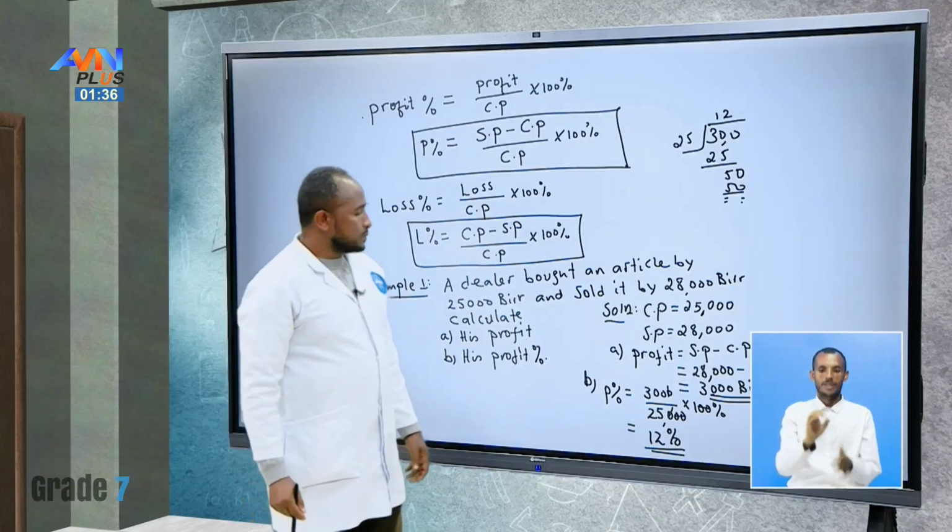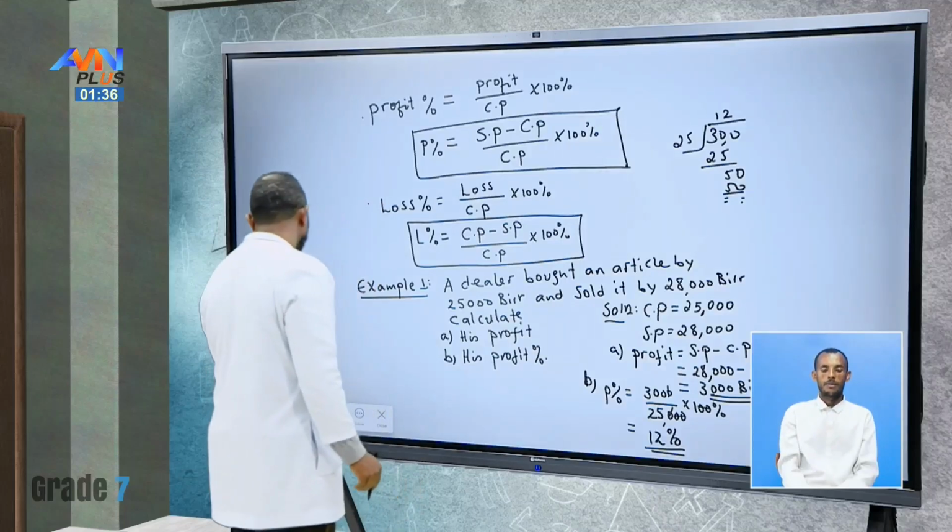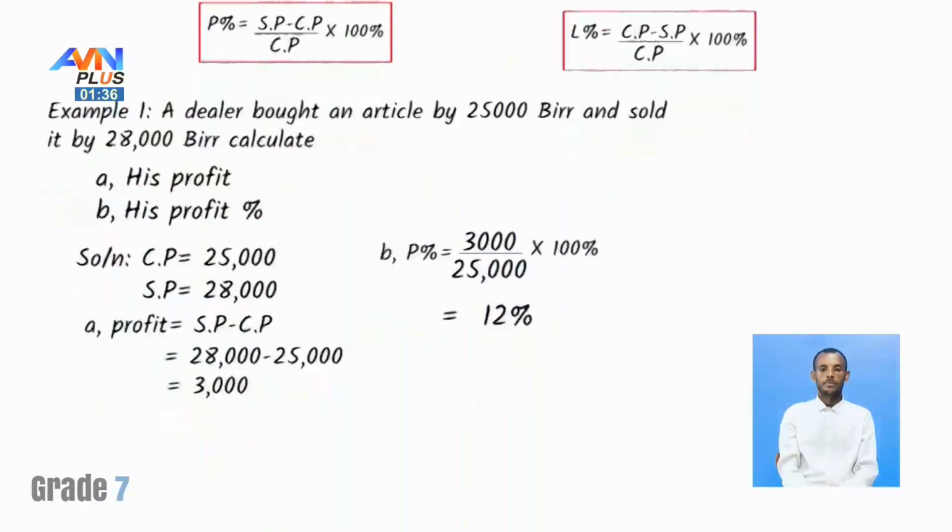Now, let's proceed to the second example. Example 2.